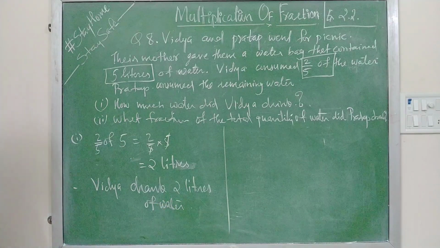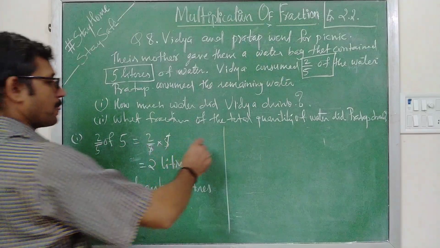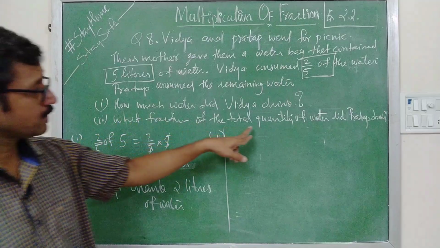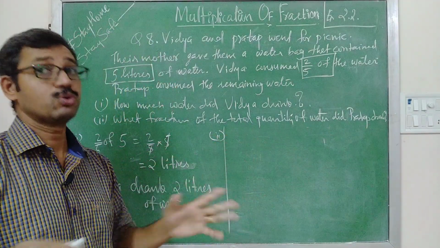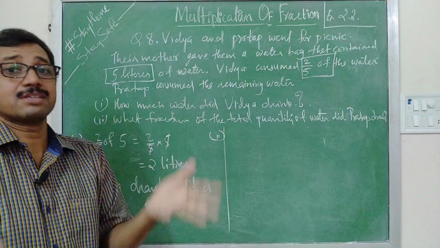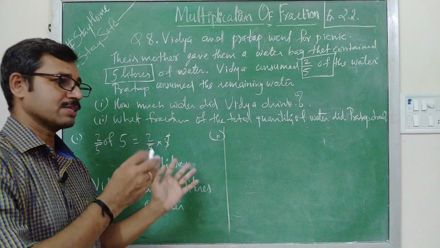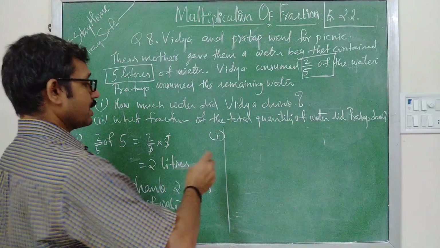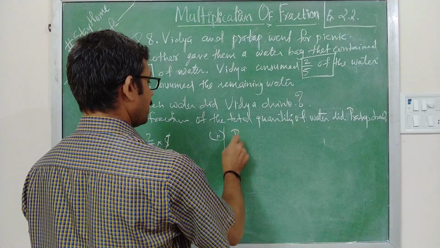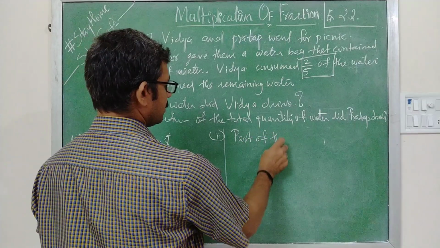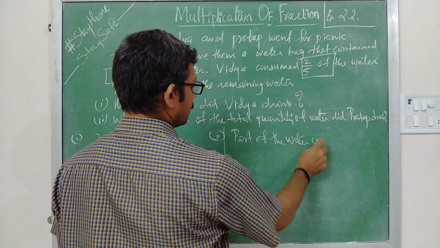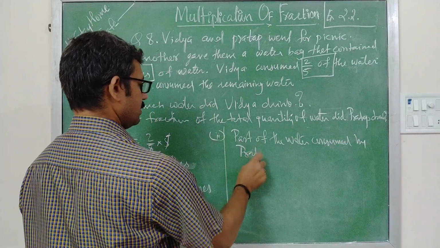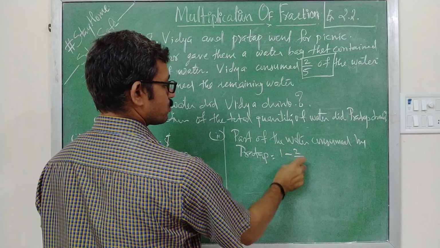Now the next question is, what is the second part? What fraction of the total quantity of water did Pratap drink? Now total quantity means it is 1, while considering the fraction we studied. Some part is taken out, how much part is remaining, we have to subtract it from 1. So the part of the water consumed by Pratap is equal to 1 minus 2/5.